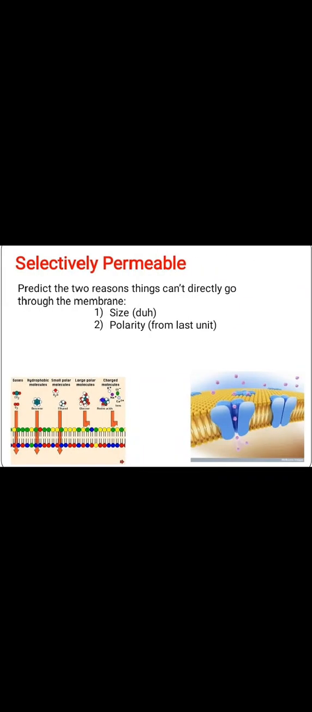After that, the cell membrane is also called the selectively permeable membrane. Why is it called a selectively permeable membrane? Because it allows just a few of the molecules, just a few of the compounds inside the cell, and just a few of the substances to go in and out of the cell. That's why it is called the selectively permeable membrane.